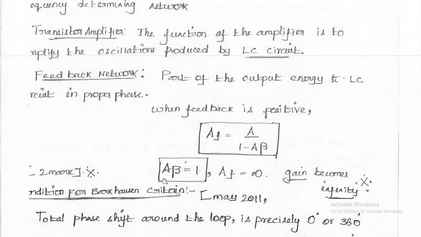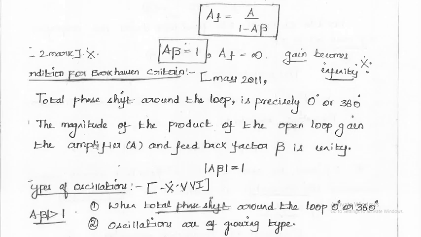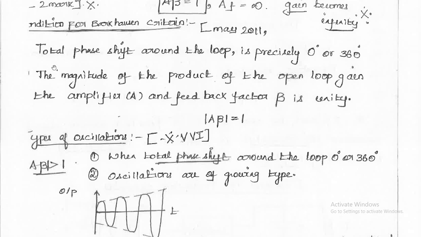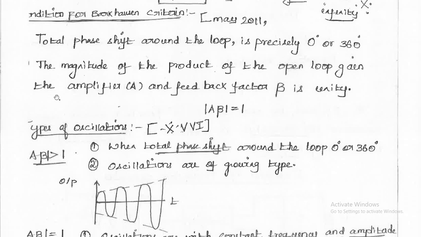Yes. Now again we can see the condition of the Barkhausen criterion. It's an important 2-mark question. The first condition is the total phase shift around the loop is precisely 0 degree or 360 degrees. The second condition is the magnitude of the product of the open loop gain A of the amplifier and feedback factor beta is unity. A is nothing but the open loop gain of the amplifier, and beta is the feedback factor or feedback ratio. It is given as 1.